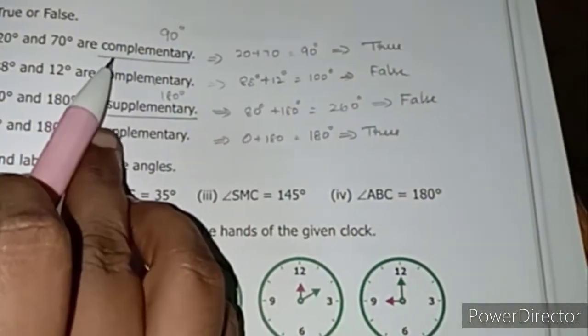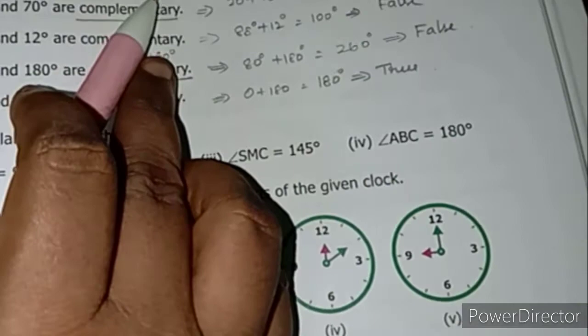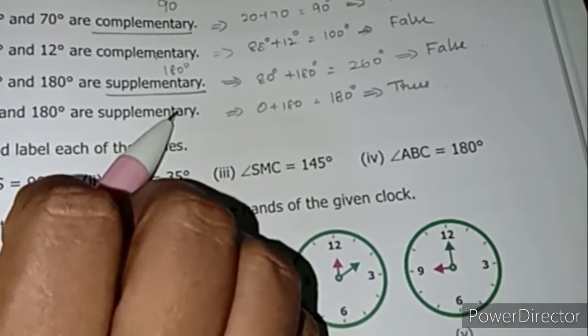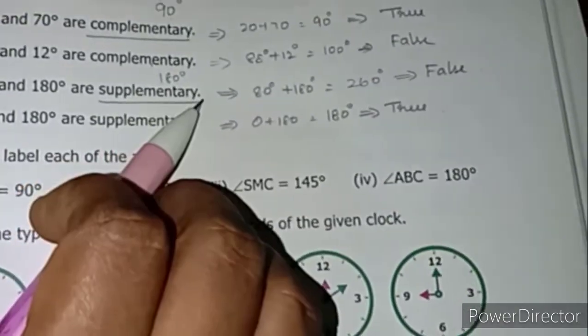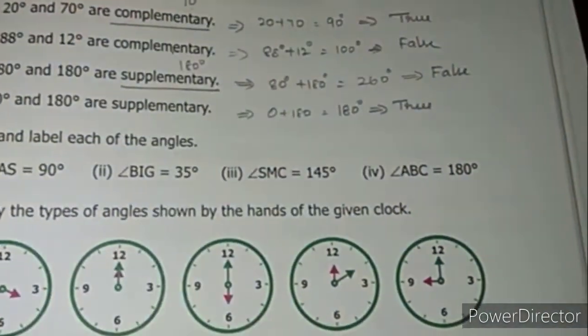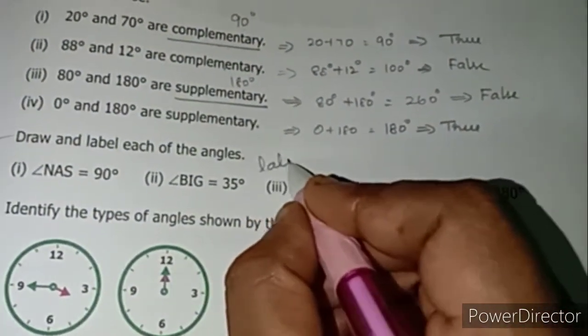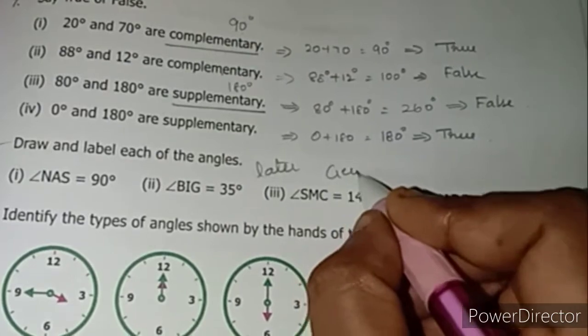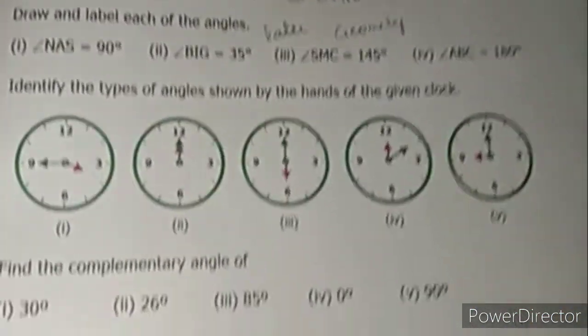I hope you understood this. Complementary means when you add the given angles, it should give 90 degree. Supplementary means when you add, it should give 180 degree. If it is not giving, it is false. If it is giving, it is true. As I told you, this one we'll do later in the geometry notebook.